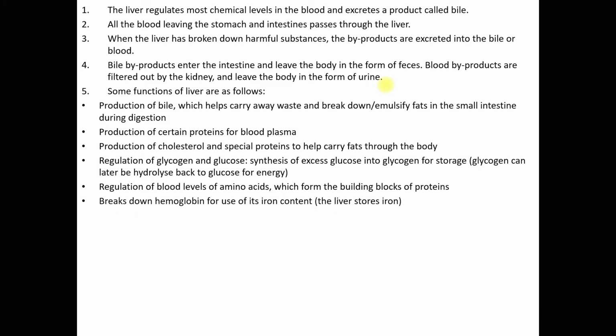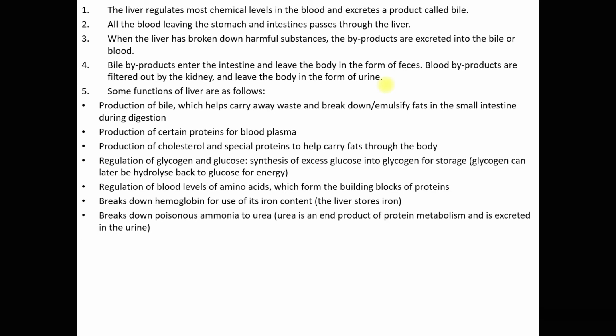Our liver also breaks down hemoglobin, because the liver needs the iron from the breakdown of hemoglobin, so the liver stores iron. Then the liver also breaks down poisonous ammonia to urea. The urea will be excreted in the urine, and the liver also clears the blood of drugs and other poisonous substances.